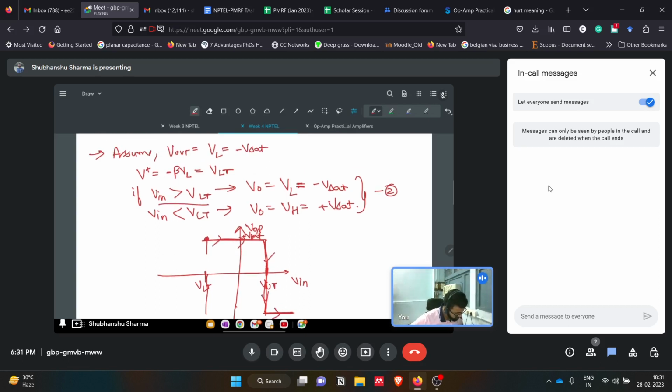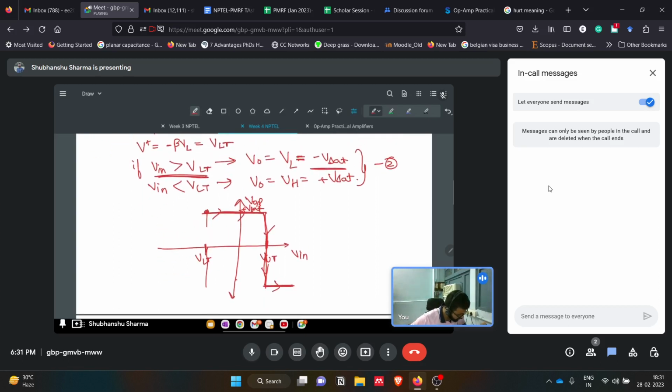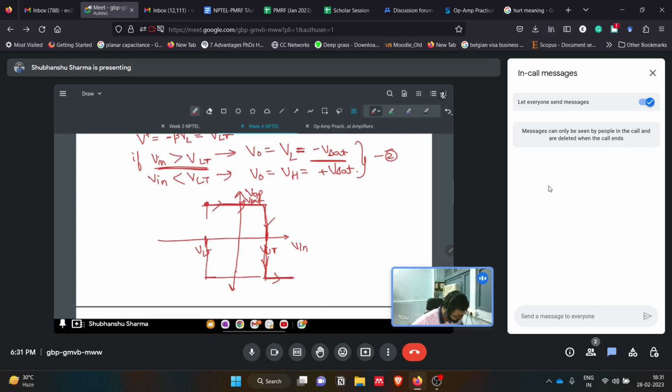But when our V in is greater than VLT, what is there? Our signal is negative V sat, like this. If it is greater on this side, it will be negative on this side. This is minus V sat. But when it is less than VLT, then it becomes higher. So it will be like this. This is how we observe the VTC, the voltage transfer characteristics of this op amp, or we'll say the inverting Schmitt Trigger.